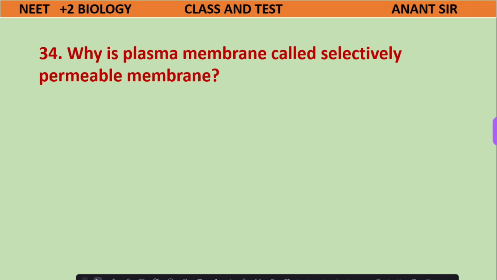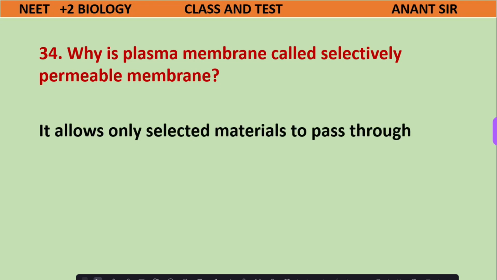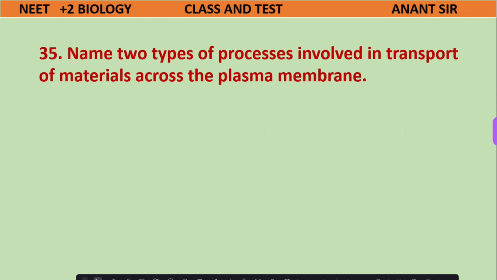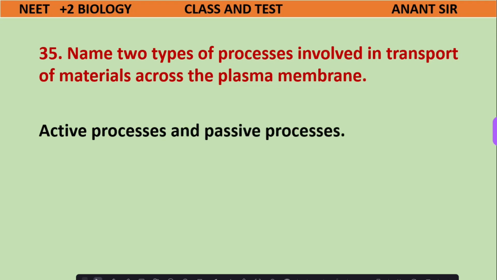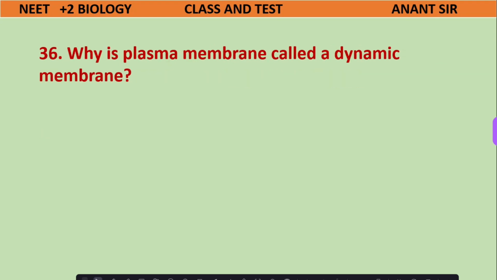Why is plasma membrane called selectively permeable membrane? It allows only selected materials to pass through to a selective extent, so it is called selectively permeable membrane. Name two types of processes involved in transport of materials across the plasma membrane. Active processes and passive processes. These two types of processes are involved in transport of materials across the plasma membrane.